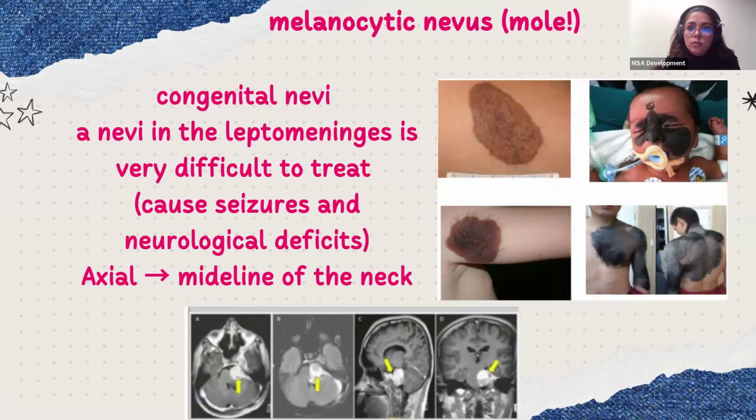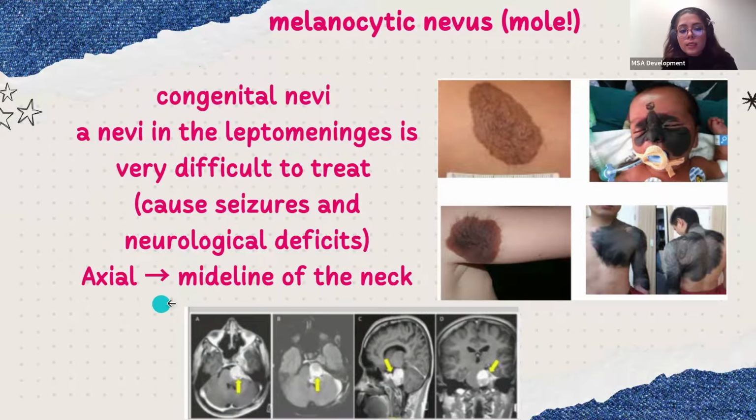a nevi in the leptomeninges. Leptomeninges, you'll take it later in neuro, but it's part of the brain, the meninges that cover the brain. It's very difficult to treat. It's very difficult to diagnose because it's not the first thing that you think of. It can cause seizures and neurological deficits. And you're like, this patient, there's something wrong, but we don't know what it is.